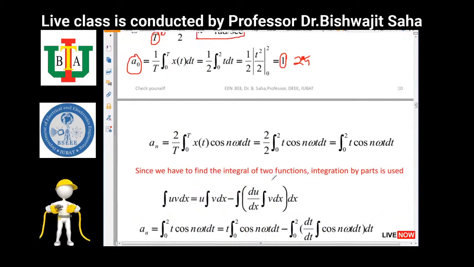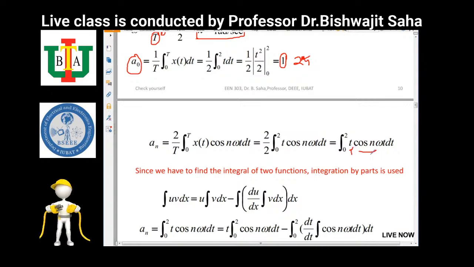So here, we have found the a0. Now a_n. The formula is also 2 by T, integral 0 to T of x(t) cos(n omega t) dt. We can put the value of T equals 2. So 2 by 2, integral 0 to 2 of t cos(n omega t) dt. Then the 2s cancel out, so we have simply integral 0 to 2 of t cos(n omega t) dt.